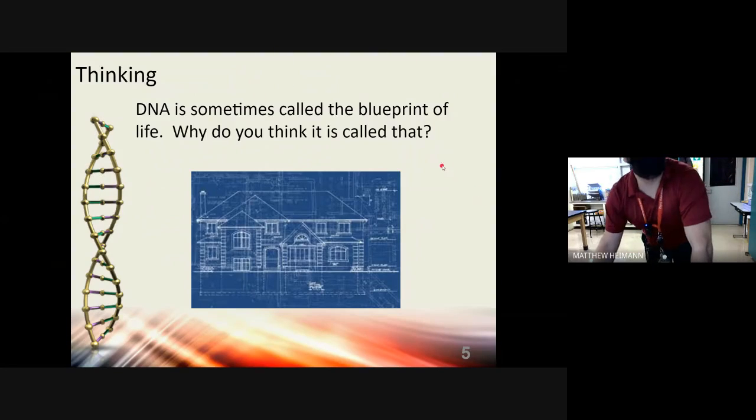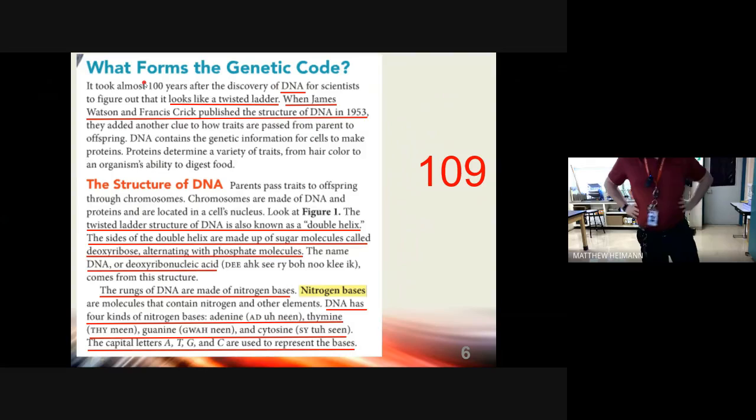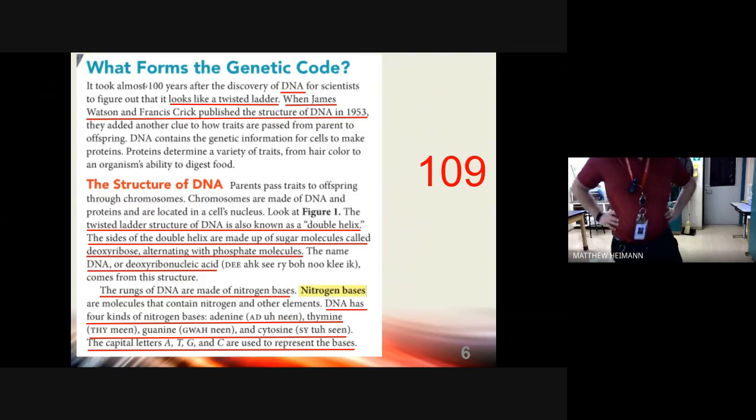All right, perfect. Slide 6. All right, what forms genetic code? It took almost 100 years after the discovery of DNA for scientists to figure out that it looks like a twisted ladder. When James Watson and Francis Crick published the structure of DNA in 1953, they added another clue to how traits are passed from parent to offspring.